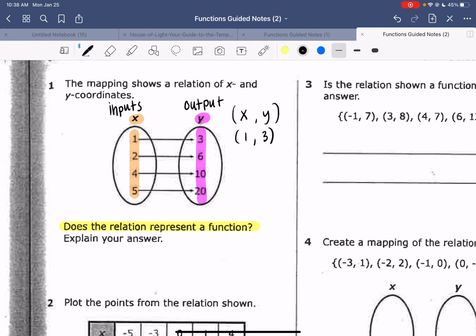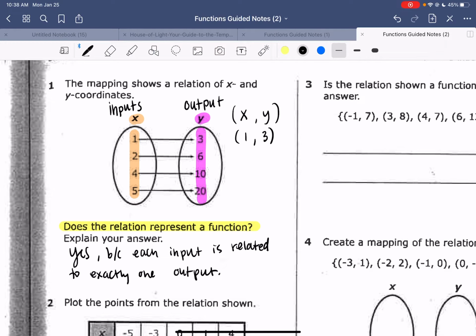So since each input is only related to one output, we can say that yes, because each input is related to exactly one output. All right, so thinking of a map, a mapping is one way that we can represent this.